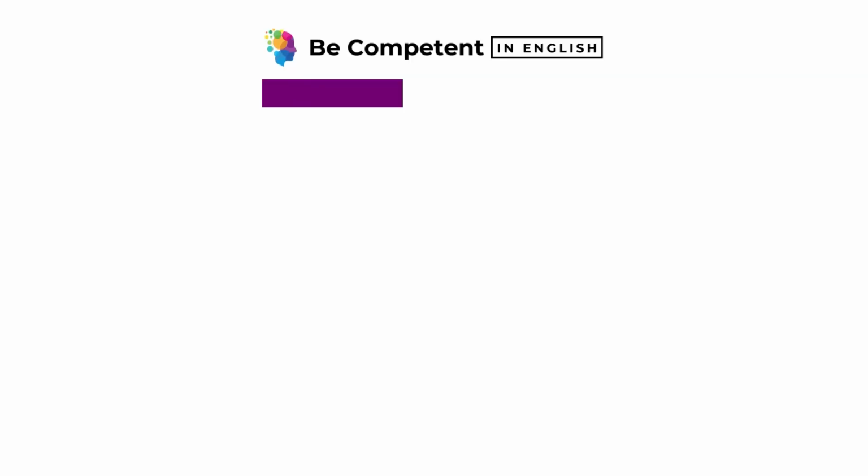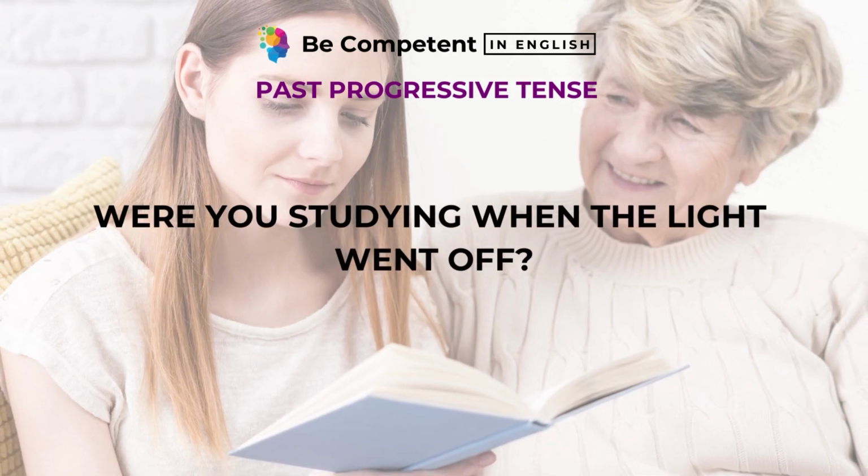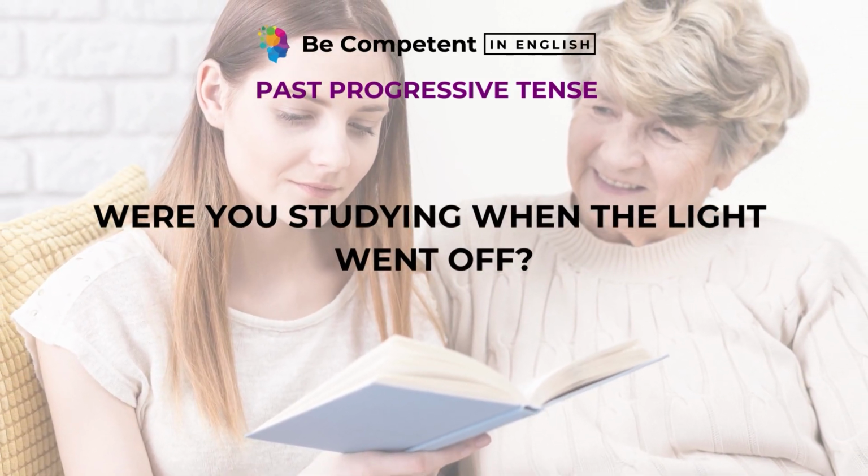And furthermore, in order to make yes and no questions, you are going to use the was and were. Like you say, were you studying when the light went off? Okay, fine. This is the way you ask the yes and no questions with the help of was and were.